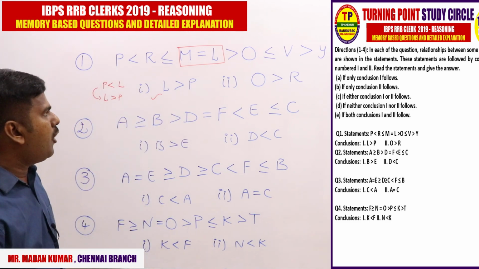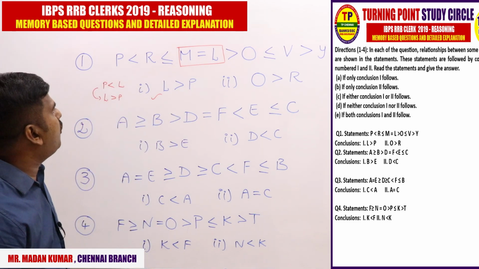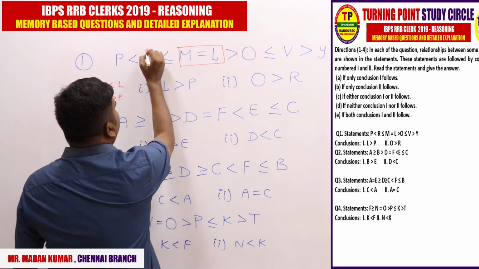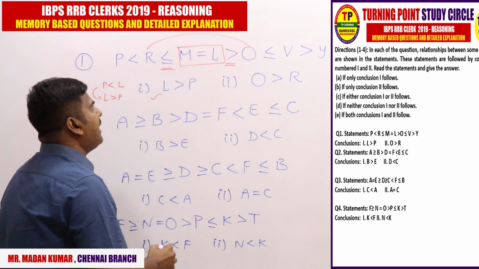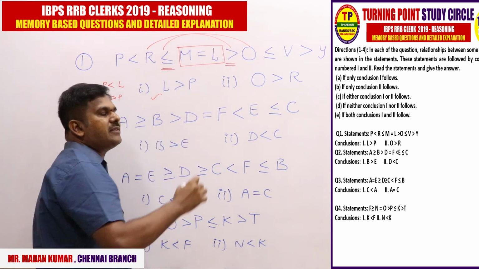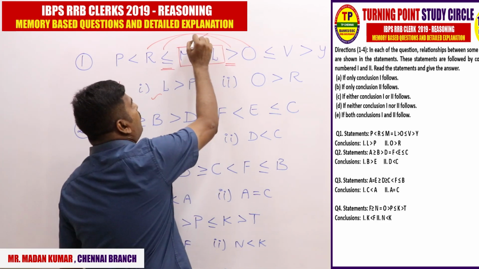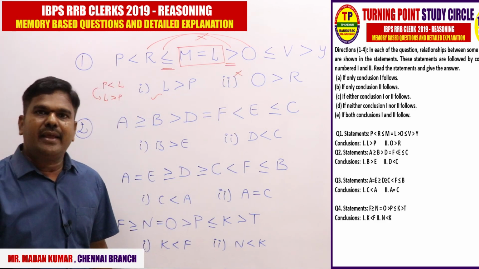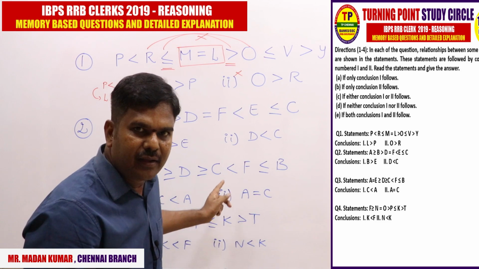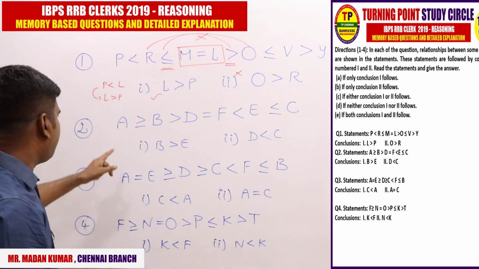What is the second one? O greater than R. Where is O and where is R? So R is here, O is here. If you see that the symbols are in opposite directions, whenever symbols are in opposite directions, there won't be any conclusion at all. So the second one is ruled out. So only conclusion one follows. Clear? Now come to the second one.